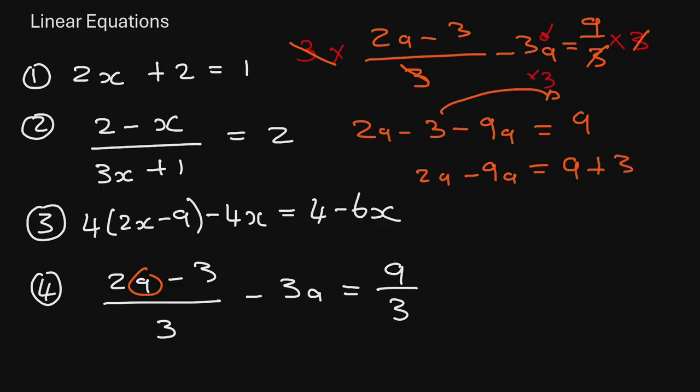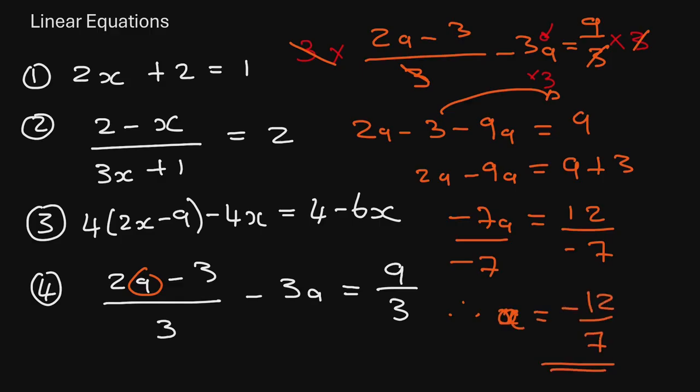So now when we say 2a minus 9a, that is going to give us negative 7a. And then on this side, we have 9 plus 3, which is the same thing as 12. So now to solve for the value of a here, we divide both sides by negative 7. So therefore, the value of a is equal to negative 12 over 7. So that is all that we have in this video.